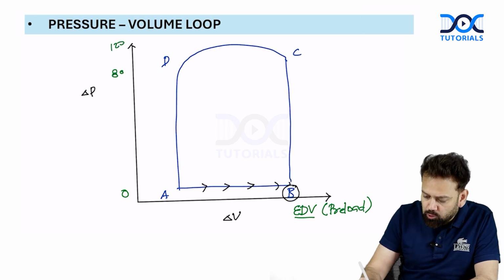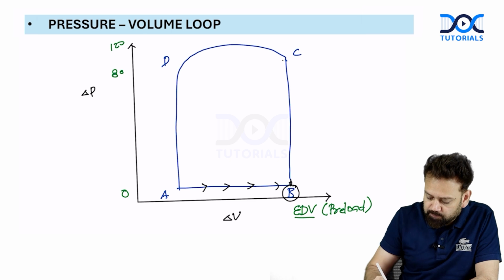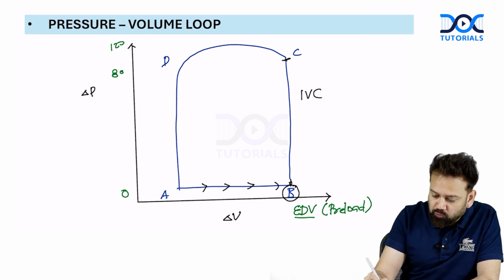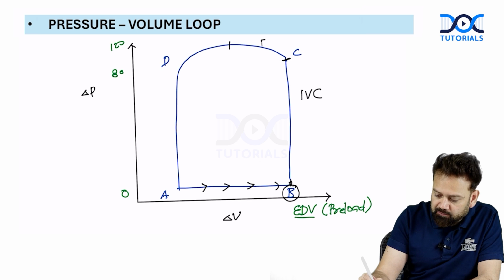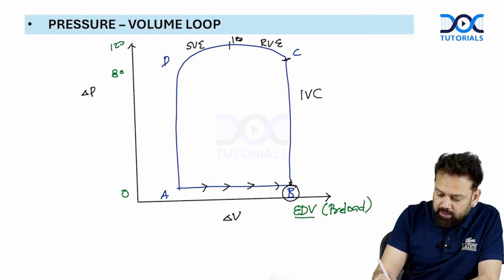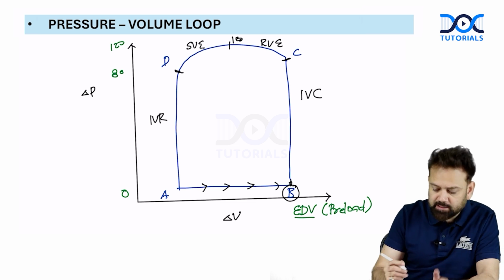So from 0 to 80 mmHg, it is your isovolumetric contraction. 80 to 120, rapid ventricular ejection. 120 to 80 again, slow ventricular ejection, and 80 to 5, isovolumetric relaxation. It is a tilted form.